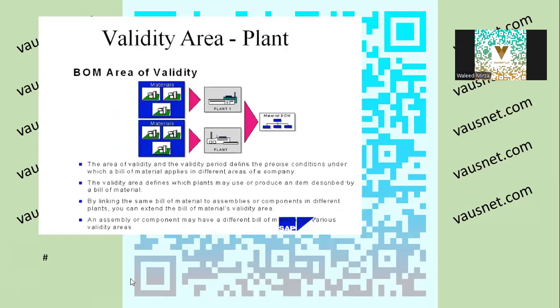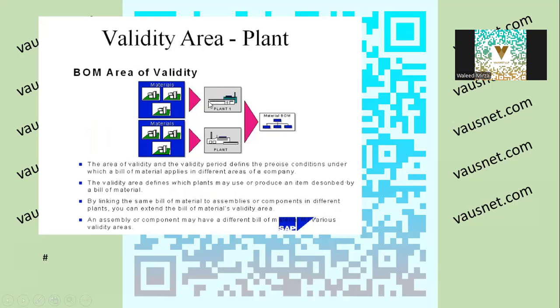Area validity, again, as I told you earlier, defines the conditions under which a bill of material applies in different areas of a company. Validity area defines which plant may use or produce an item. By linking the same BOM to assemblies or components in different plants, you can extend the bill of material validity as well. So you can extend the bills of material to various other plants. An assembly or component may have different bills of material for various validity areas.